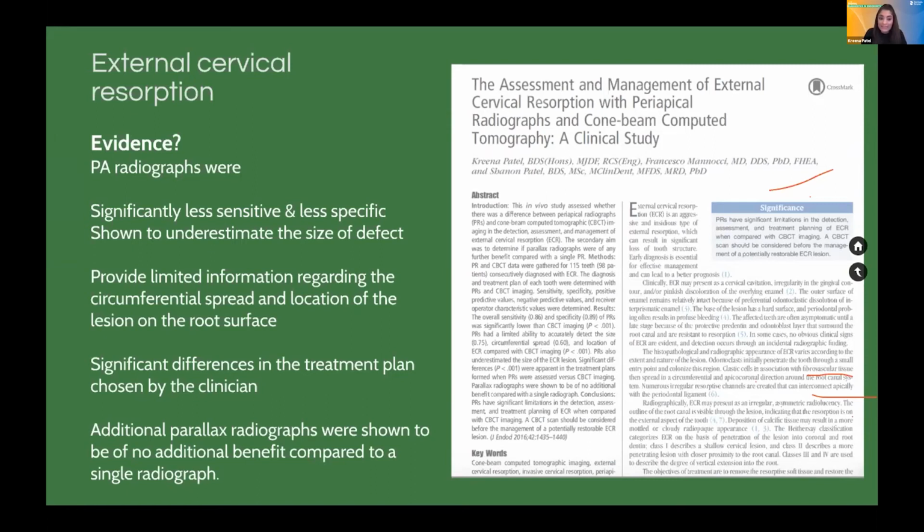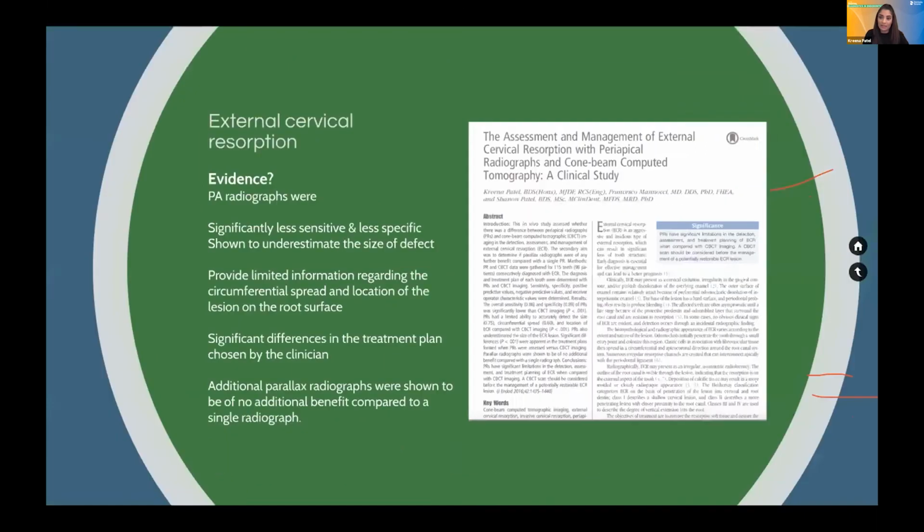We couldn't really see how far the lesion had spread circumferentially around the root canal system or where the lesion was located on the root surface. And most importantly, when the clinician had a cone beam CT available, their treatment plan changed significantly compared to when they didn't have a cone beam CT available. So for external cervical root resorption, we should be taking a cone beam CT prior to considering the management here.